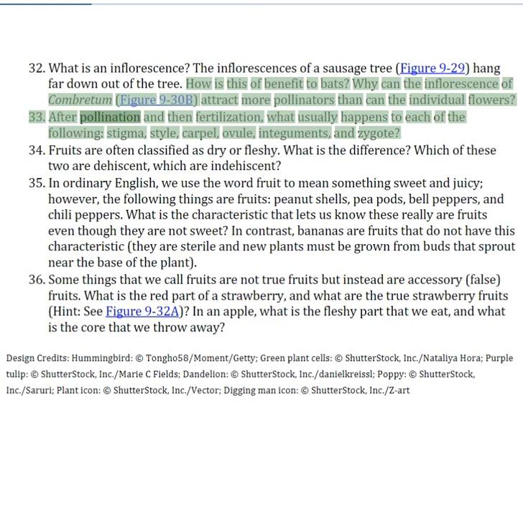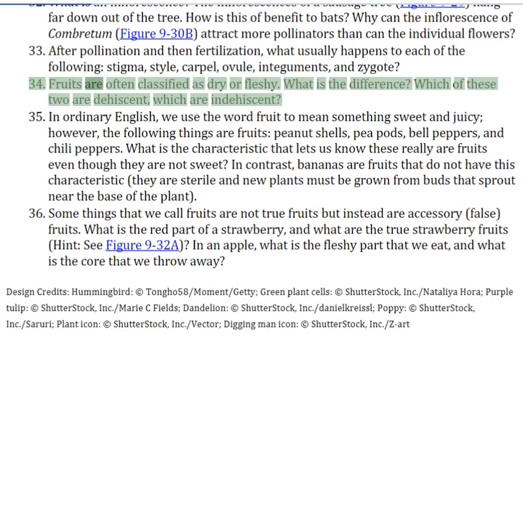33. After pollination and then fertilization, what usually happens to each of the following: stigma, style, carpel, ovule, integuments, and zygote? 34. Fruits are often classified as dry or fleshy. What is the difference? Which of these 2 are dehiscent, which are indehiscent?